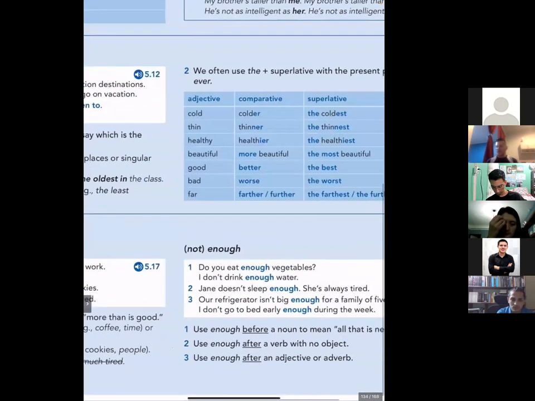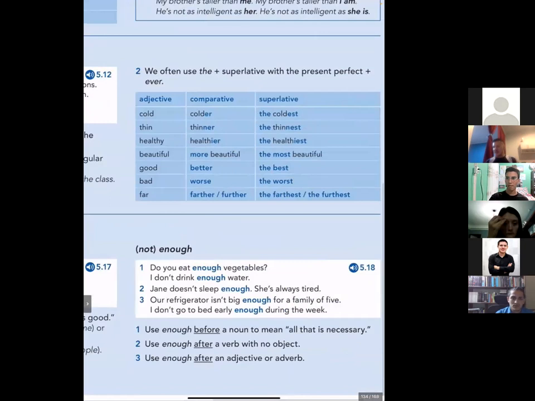And we also have enough. Do you eat enough vegetables? I don't drink enough water. Jane doesn't sleep enough. She's always tired. Our refrigerator isn't big enough for a family of 5. I don't go to bed early enough during the week. It says use enough before a noun to mean all that is necessary. Use enough after a verb with no object. Use enough after an adjective or adverb.